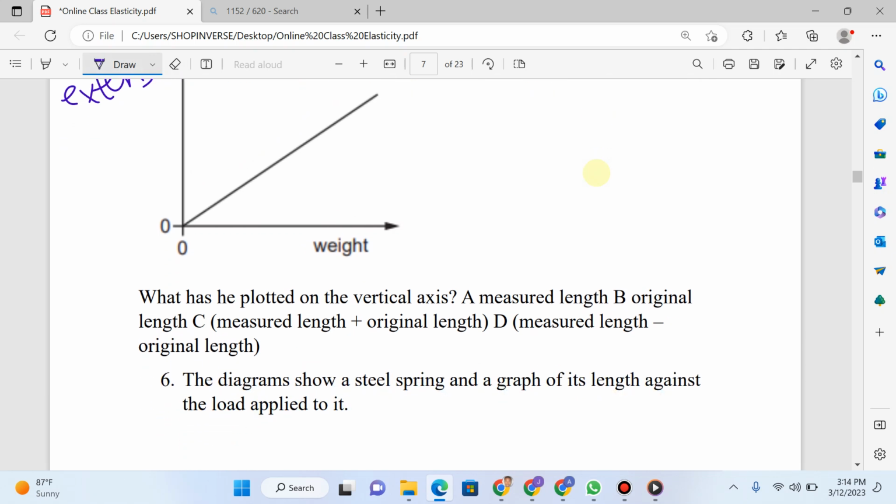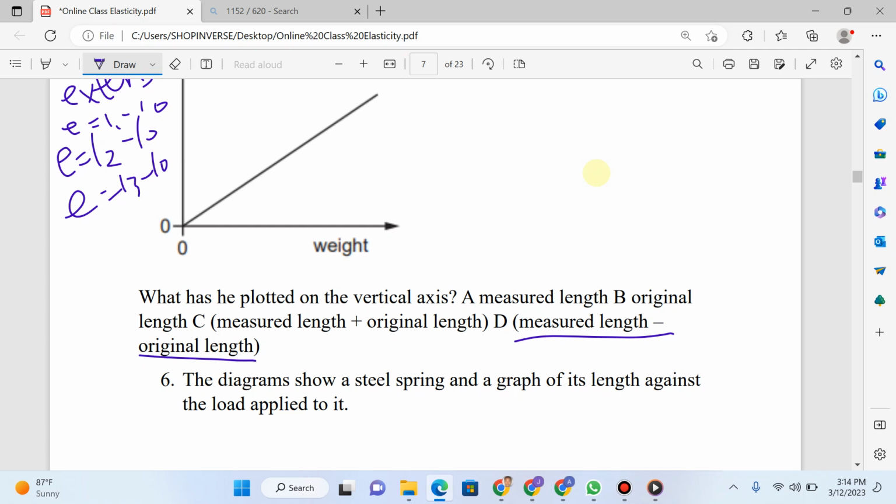Now, what has it plotted on the vertical axis? A, measured length, no. B, original length, no. C, measured length plus original length, no. D, measured length minus original length, correct. Why? Because extension means the difference between the measured length and the original length, okay? Extension would always be measured length minus original length.